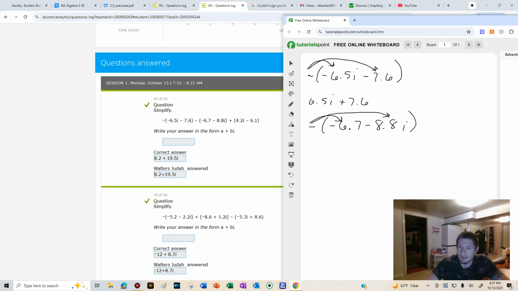So this gives me, and look, they're trying to mix you up by putting the i and then the real, and now here's the real and then the i. So I would just go ahead and put the i's all lined up, however you want to do it. So this is a positive 8.81i, and this is a positive 6.7. They're really trying to mess with you here with the 7.6 and the 6.7, so just take your time. And then this last one, notice that it's plus. You see that? So I don't have to change these signs. So I'm just going to keep them the same. 4.2i and negative 6.1.